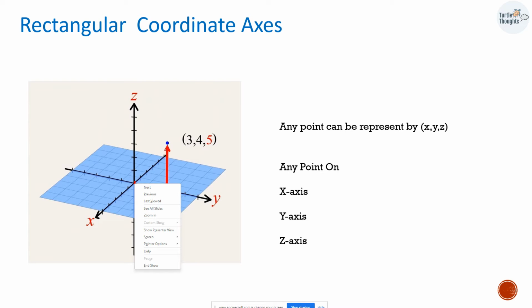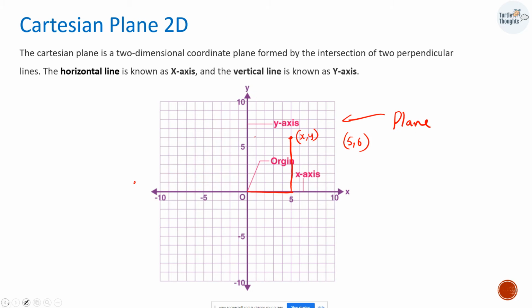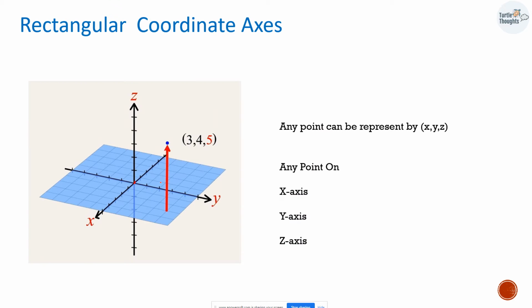So any point in this space. In 2D we talk about a plane; in 3D this is a space. Any point in space can be represented by x comma y comma z. Here I have taken an example of 3 comma 4 comma 5. What does this mean? It means that on the x-axis it is at a distance of 3 units from the origin, on the y-axis it is at a distance of 4 units from the origin, and on the z-axis it is at a distance of 5 units from the origin. This is what it means.